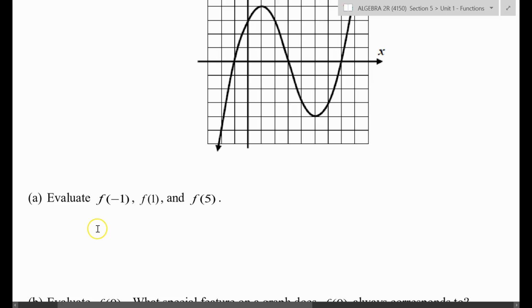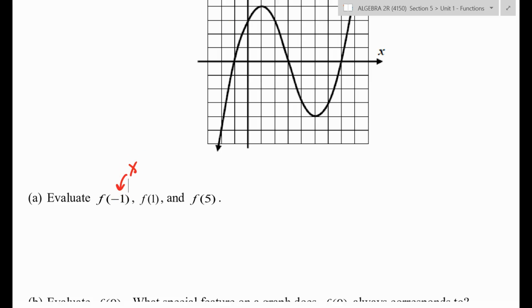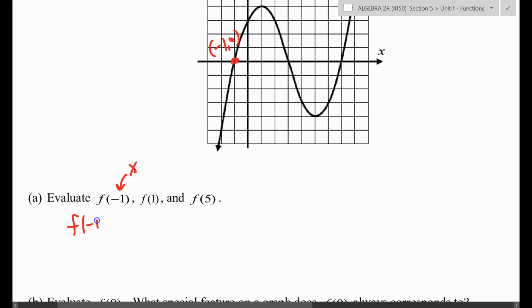What is f of -1? So in order to figure out f of -1, what is -1? An x value. So what do I need to do? I need to go to my graph, and I need to go to an x value of -1. Where am I? I'm right here, aren't I? What is that point? -1, 0. So f of -1 equals 0. Always left and right first, up and down second.